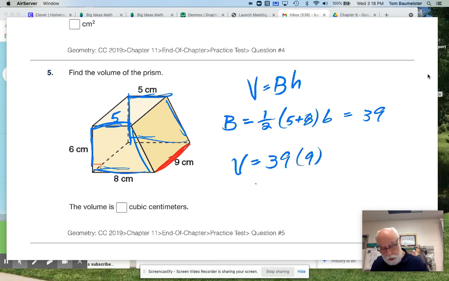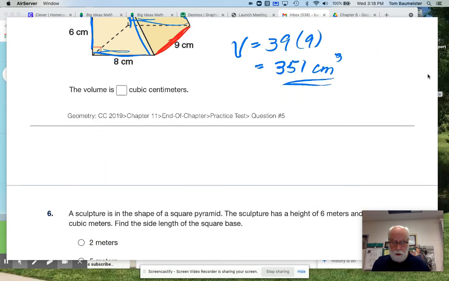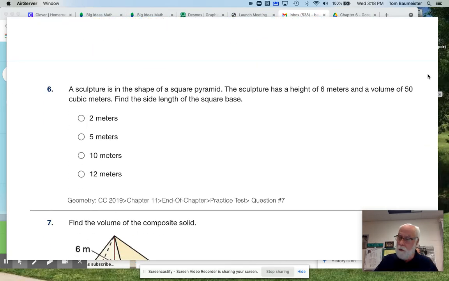And if you work that out, you get a nice number, 351. Again, it'll be cubic centimeters. But again, they're telling you that already. Okay, number 6. A sculpture in the shape of a square pyramid. The sculpture has a height of 6 meters and a volume of 50 cubic meters. So find the area of the square base.